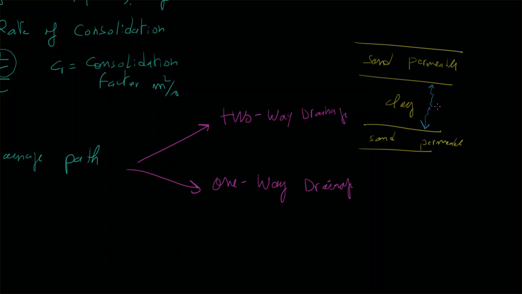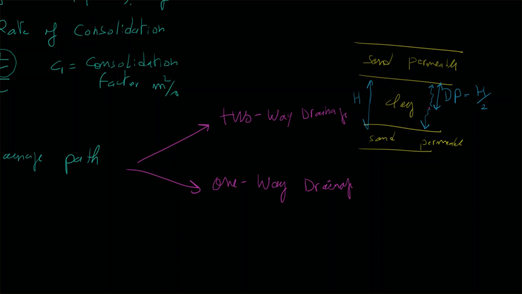So really, the longest distance any molecule of water could cross through the clay layer is only half the clay layer height. So I could say this distance, which is called the drainage path, is this height over 2. So this is two-way drainage. It could drain itself from the top and bottom.